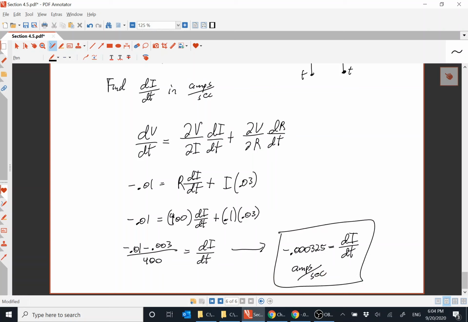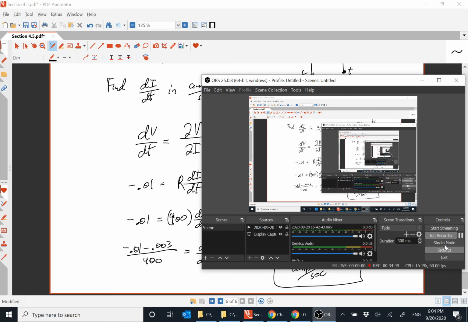So the rate of change of current is going down slightly at that many amperes per second. Okay, so that's the end of the lecture on this section.